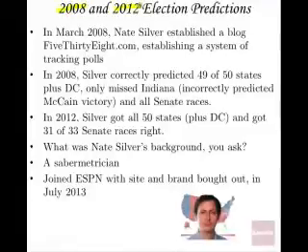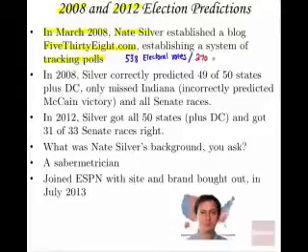So again, in 2008 and 2012, let's give an example of how being a political prognosticator is much more possible today than it was back then. So in March 2008, a guy by the name of Nate Silver established a blog, 538.com, establishing a system of tracking polls. What 538 represents is that there are 538 electoral votes. So let's go ahead and write this down here. There's 538 electoral votes, and the magic number is 270 electoral votes.